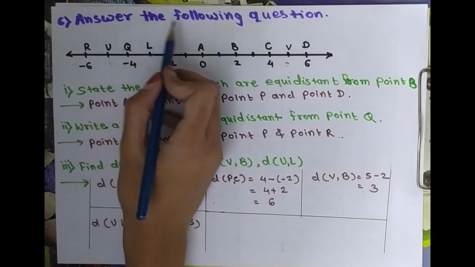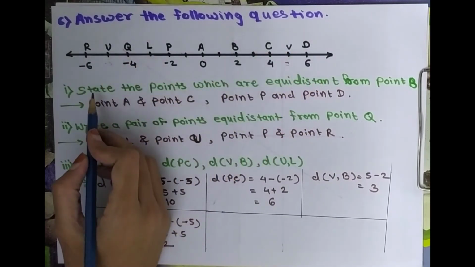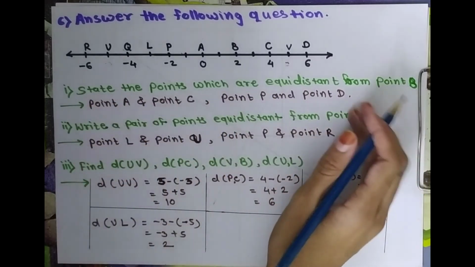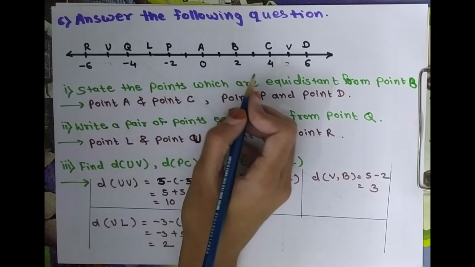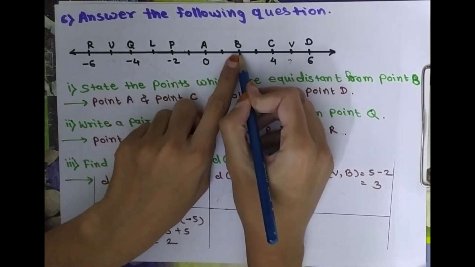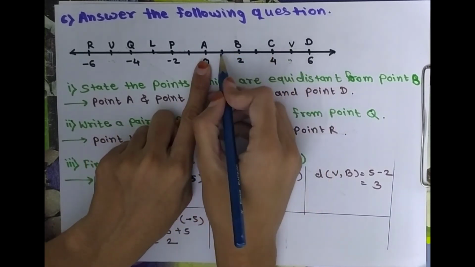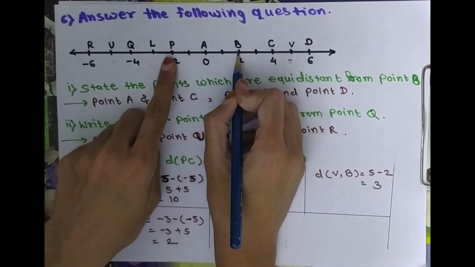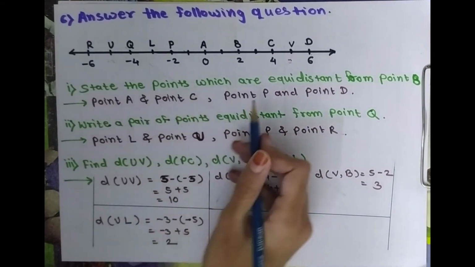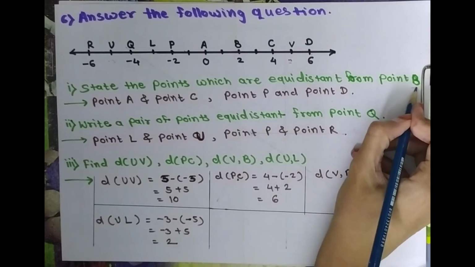Question number 6. Answer the following question. Now here one number line is given and the questions are given. So the first question is state the points which are equidistant from point B. Now equidistant means what? Which are the same distance from point B. Now look, point B is here, and C and point A are the same distance from point B, and these two, point P and point D, also. So write first point A and point C, point P and point D. These two pairs are equidistant from point B.